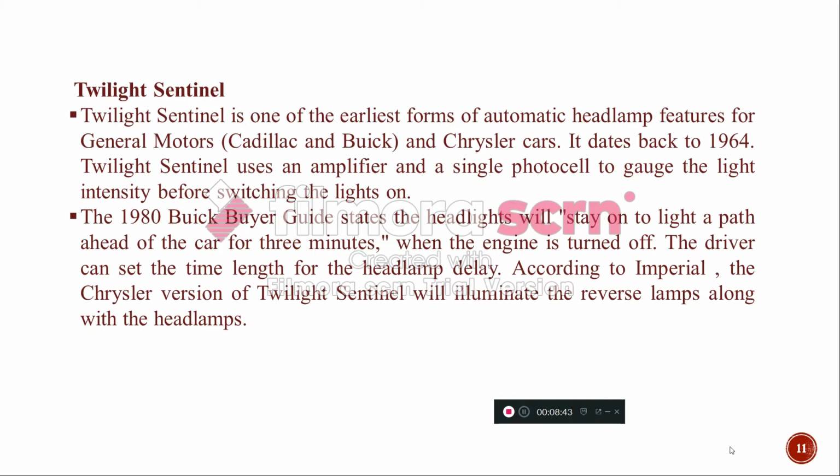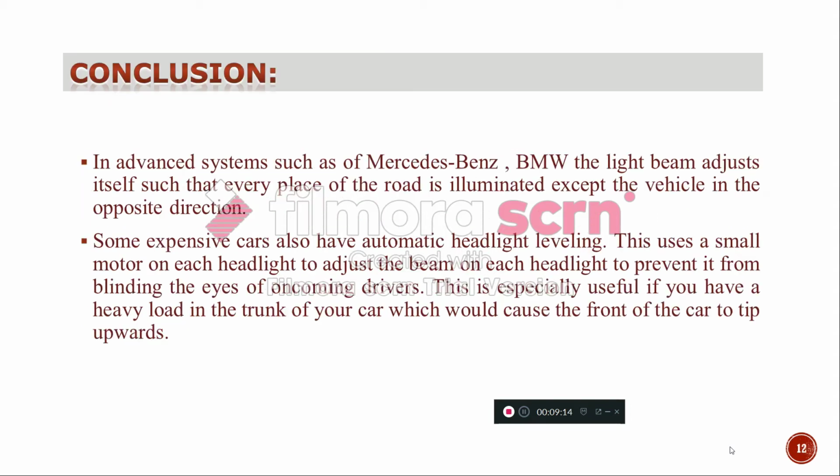According to Imperial, the Chrysler version of Twilight Sentinel will illuminate the reverse lamps along with the headlamps. According to Chrysler, one uses the turn signal to illuminate the corresponding side of the car, provided that the car is equipped with side cornering lamps. That is, cornering lamps are white lights on the leading portion of the front fender of some luxury cars.